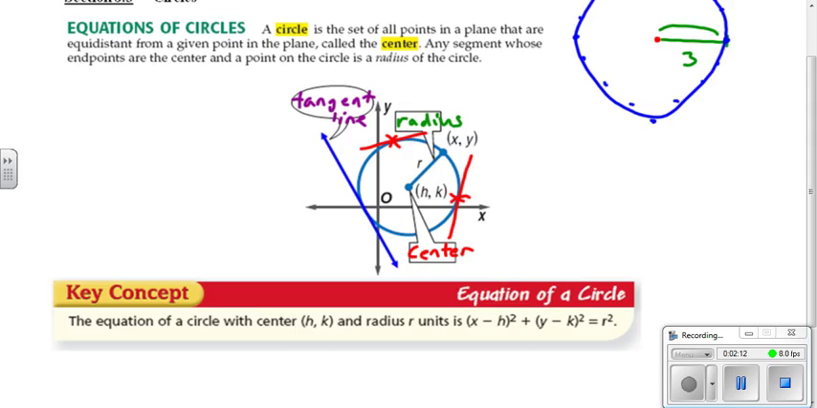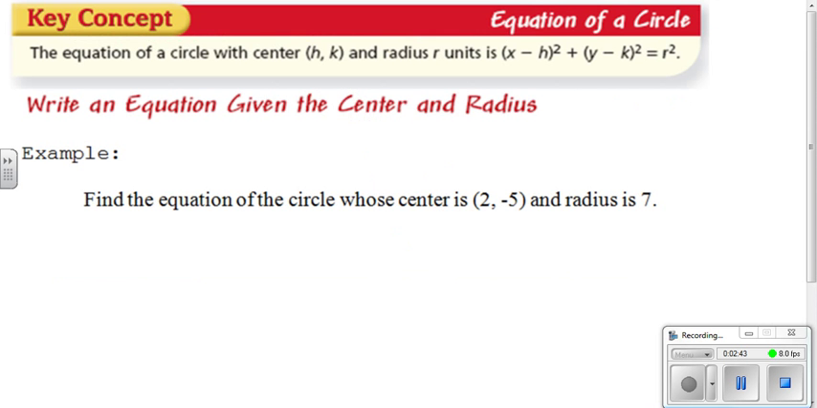Now, the equation for a circle is going to be down here. We would say, in parentheses, (x - h)² + (y - k)² = r². That r value is our radius, so that's our length, and these h and k, kind of like with parabolas, those are the center. H and k for a parabola were the vertex, h and k are now the center. So let's see how that looks in an example here.